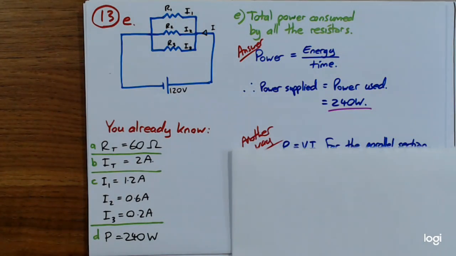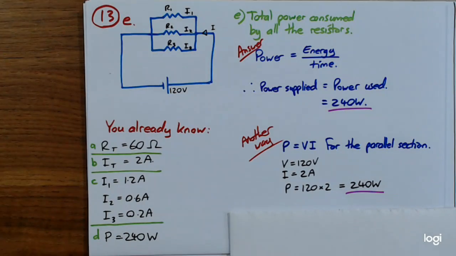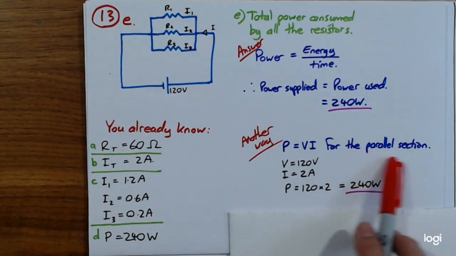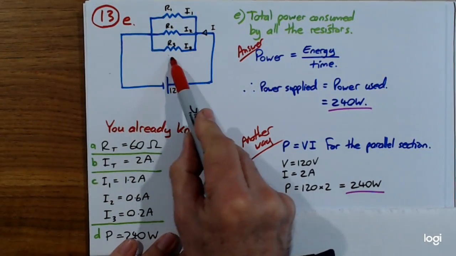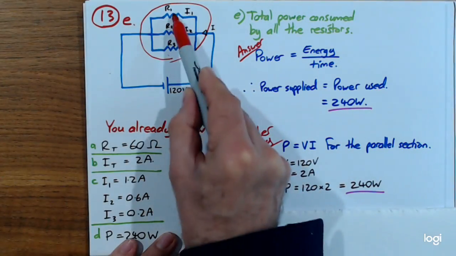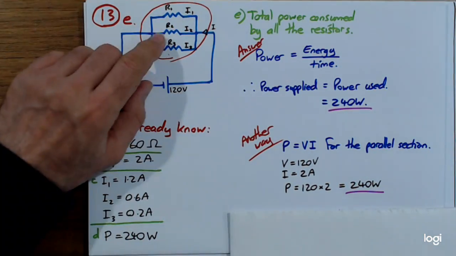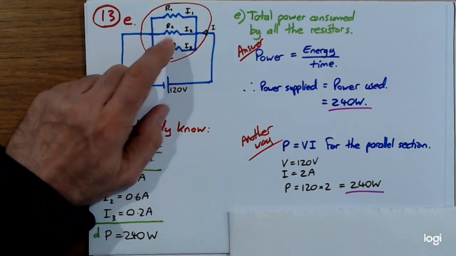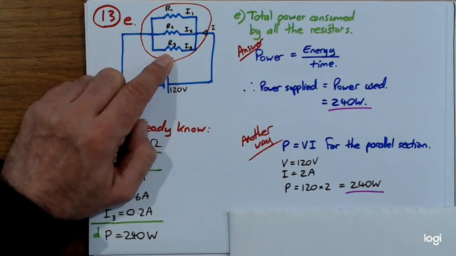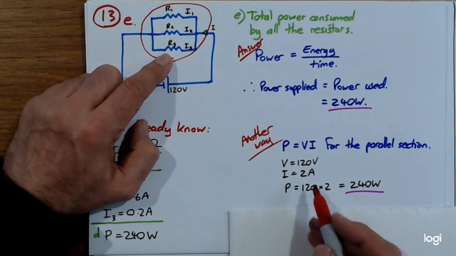Another way to calculate it is to calculate P equals VI for the parallel section, for this as a whole, not for one of them and then the other. You can do that. You can go P equals VI for each of these 3 and then add it up, but it's just 3 times as much work. You can do it for this.